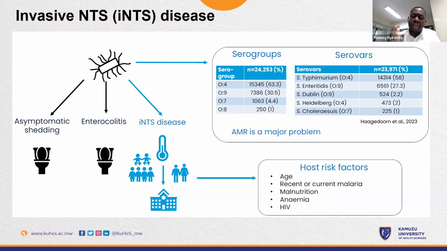It's an important problem, and there are reports with regard to antimicrobial resistance, but also a number of host risk factors that we have to be mindful of, including age, malaria, which we're going to discuss, but also nutrition, anemia, and HIV. HIV particularly in adults, but in children, the ones that tend to be very common are young age, current or recent malaria, nutrition, but also anemia.